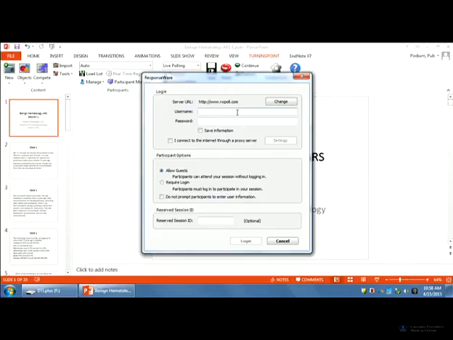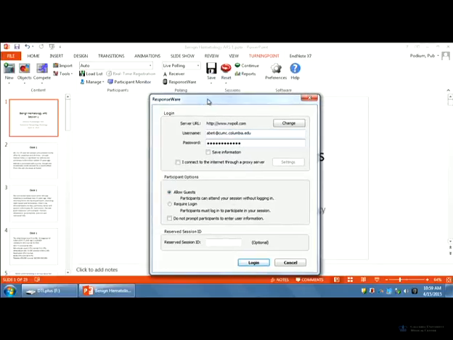So David, this is how you log in. You're going to click right over here for a receiver, your username, your password, and then you're going to use. And one more step. So let's do not prompt participants to enter user information. Allow guests allows them to enter as a guest, but it still asks them to put in their information.